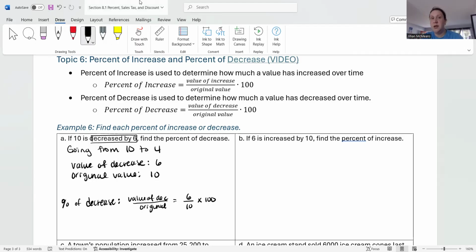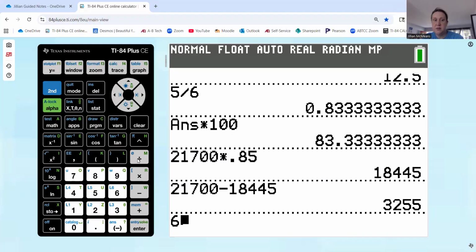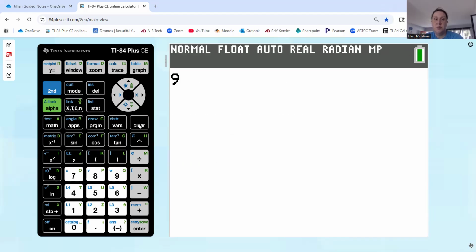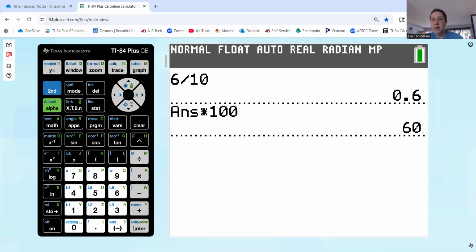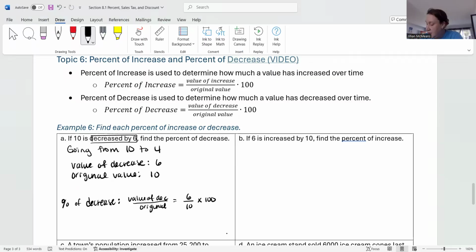But let's go to the calculator, okay? So on the calculator, we want to take 6 divided by 10. Hit enter. We get 0.6. We want to multiply that by 100. And we get 60. So that's a 60% decrease. Okay. So back to the computer, back to the worksheet, we get 60%.